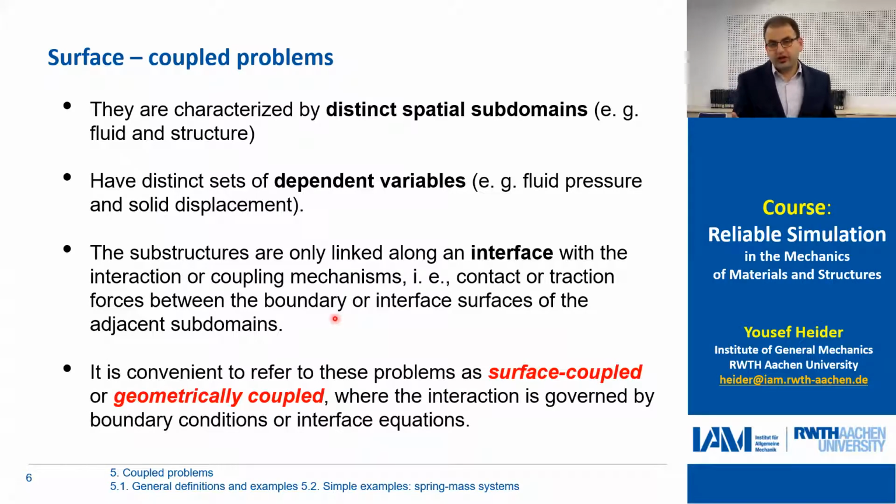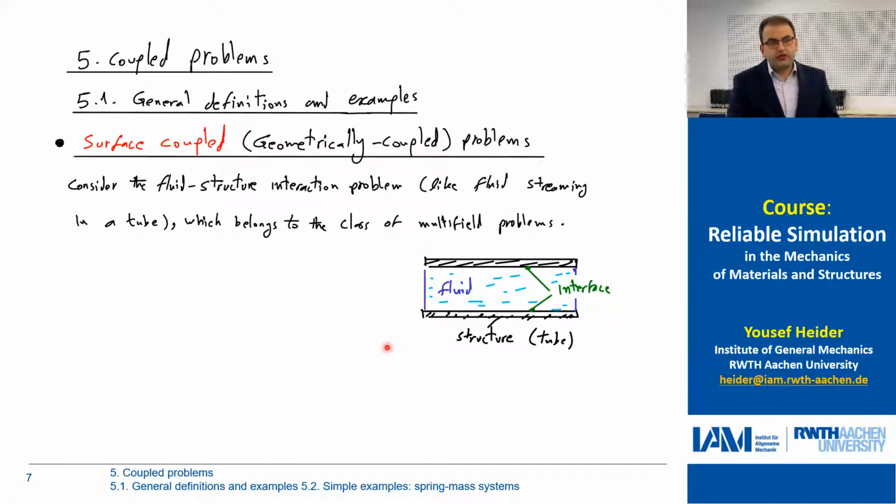Therefore, this kind of coupled problems, as I said, are called surface coupled, or also called geometrically coupled, because in the space we have subdomains, and we have the geometry of each subdomain and exactly the geometry of the interface. So it's geometrically coupled. And yeah, let me now wrap up the issues in a more abstract way.